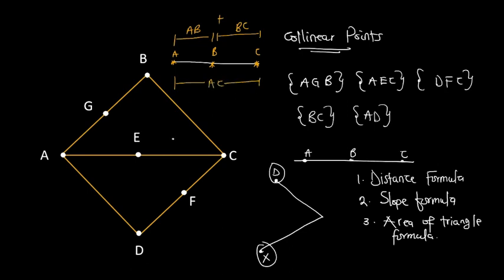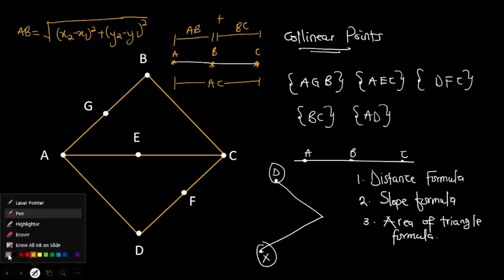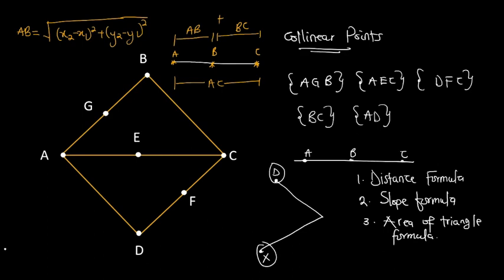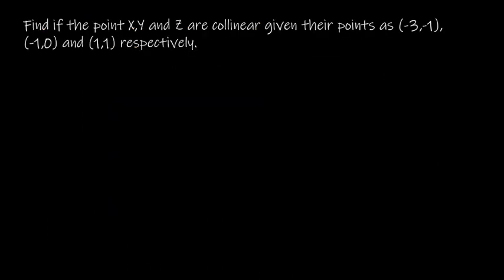Now we know that to calculate the distance of 2 points, let's say A and B, this is equal to the root of the coordinates x2 minus x1 squared plus y2 minus y1 squared. So this is the distance formula, and this is what we'll be using to calculate what collinear points are. Alright, so with this basic introduction, let's go ahead and look at some questions on collinear points.